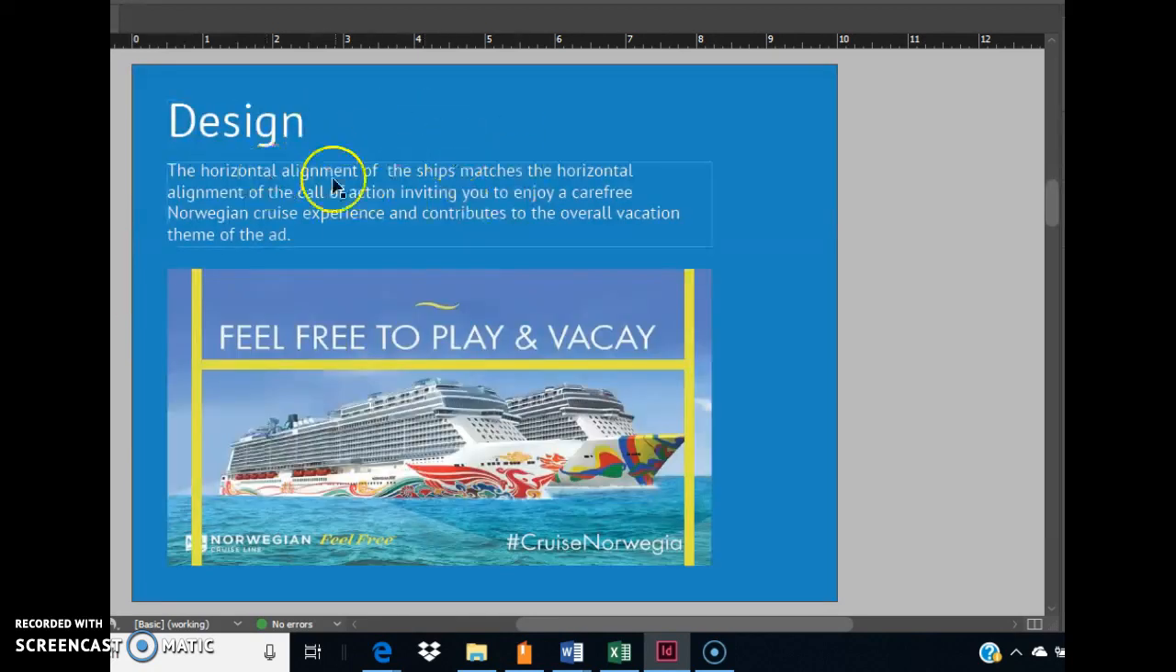Okay, the design of this original ad is really nice. The alignment's good, and the horizontal alignment of the ship matches the horizontal alignment of the call to action, inviting you to enjoy a carefree Norwegian cruise experience and contributes to the overall vacation theme of the ad.